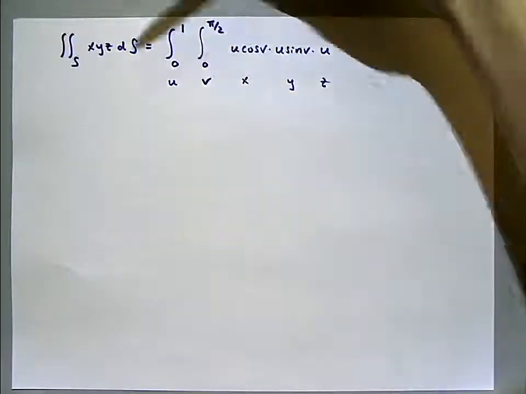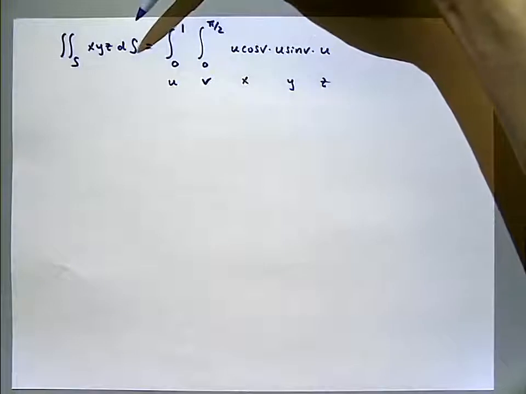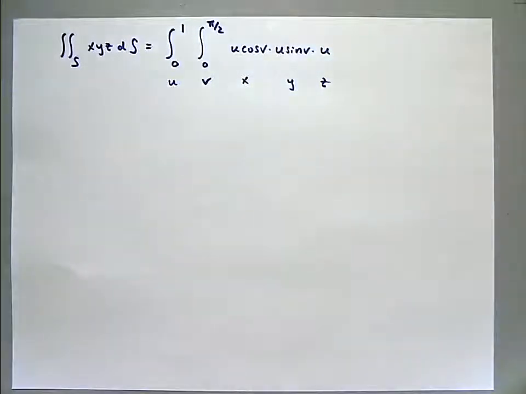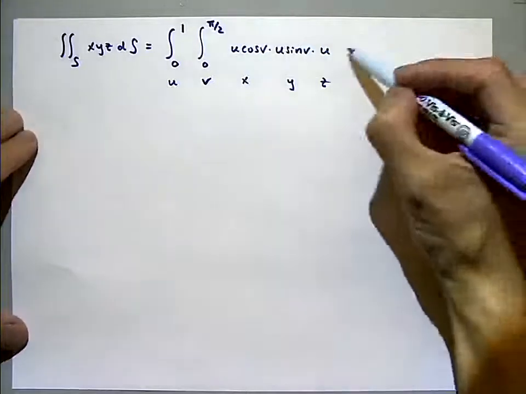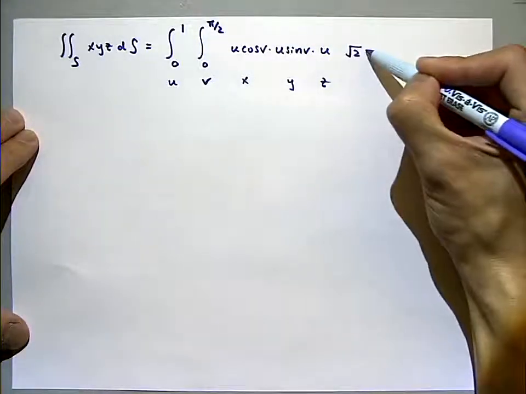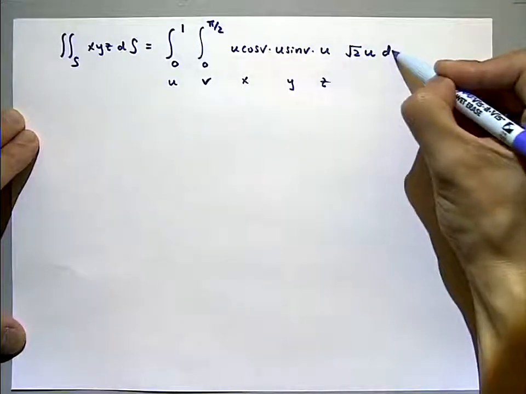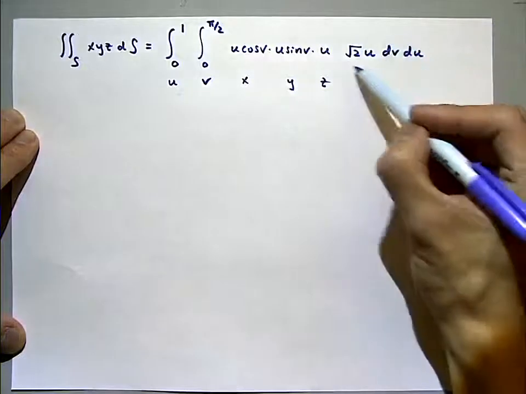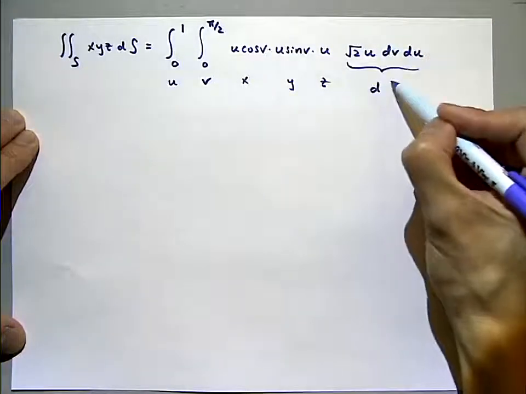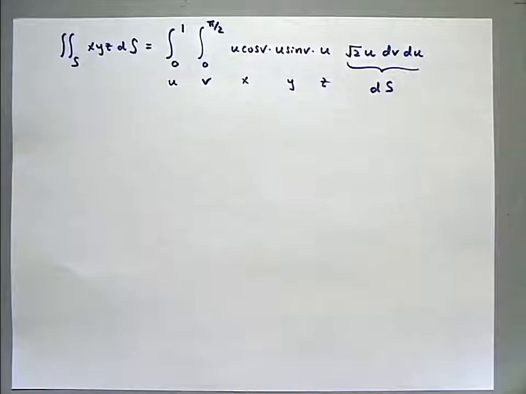And then finally, d big S at the bottom of the last page. That's R_u cross R_v, so we're going to get radical 2 u. And I've decided to do v first, so I need to write dv du. So this guy right here, this is d big S. Questions? Right? Nothing too difficult here.